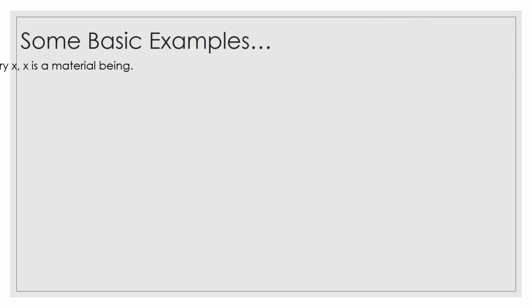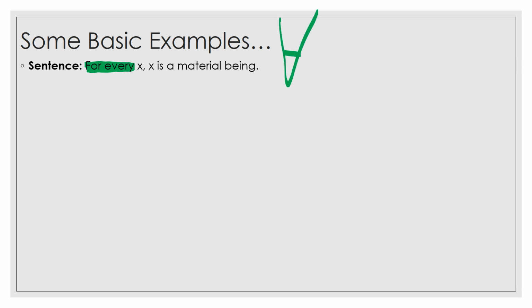Probably the best way to learn this material is through examples. For every x, x is a material being. It's a good way to start. For every is a quantifier. It's quantifying something. It's quantifying x. And it's a universal quantifier. In predicate logic, we always symbolize this with an upside down A, and that just means for all, or for every.